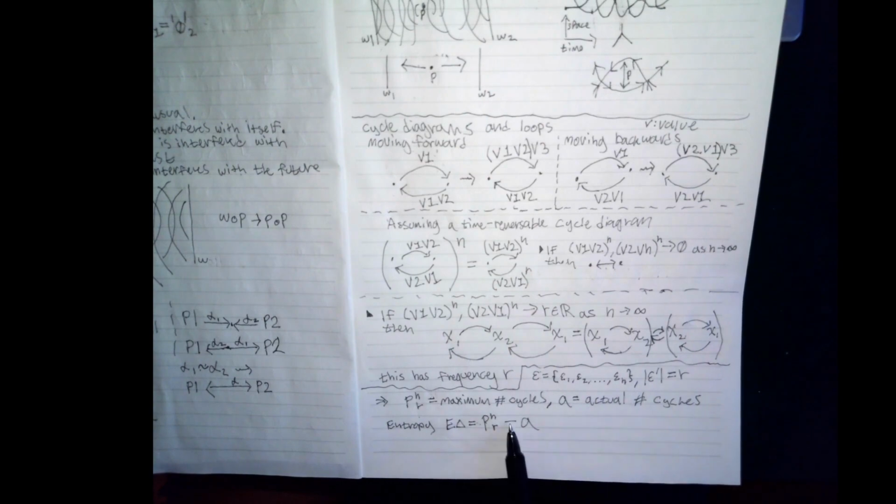P stands for permutation, so P of n choose r equals the maximum number of cycles, and a equals the actual number of cycles, then the entropy, E of delta equals P of n take r minus a.